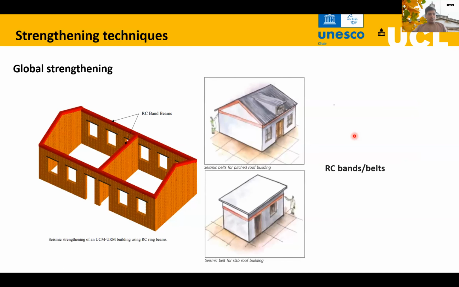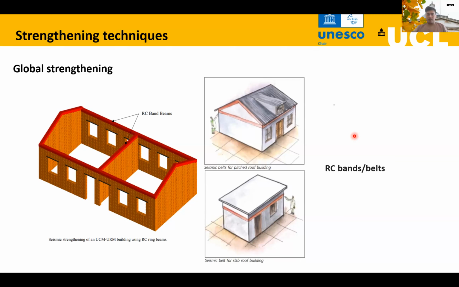Again, on the global strengthening side, there are the horizontal bands, the seismic ties or belts, as they are known in some regions. These are also very effective in binding all the walls together and imparting ductility to the structure. While these are horizontal structures, they do not really contribute to any vertical or lateral strength. It is also quite hard to install these bands.